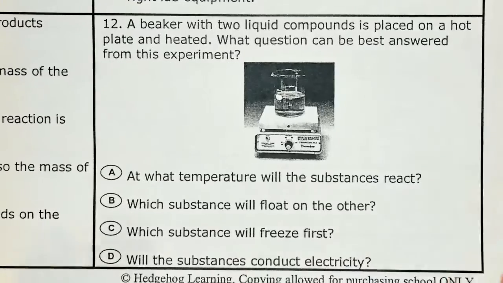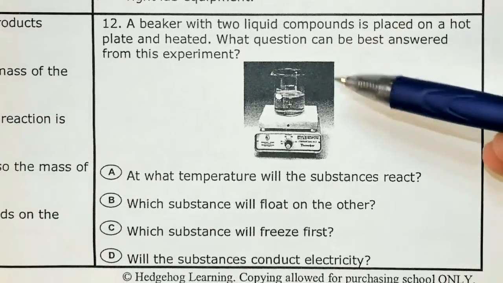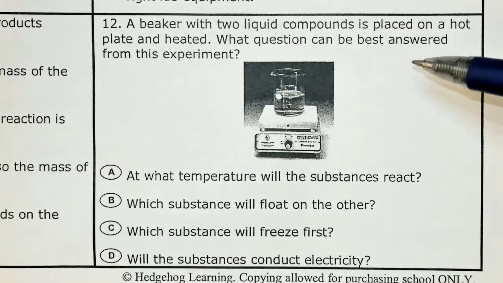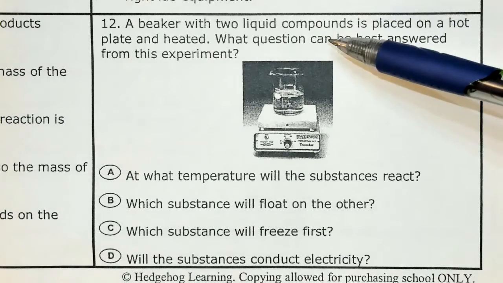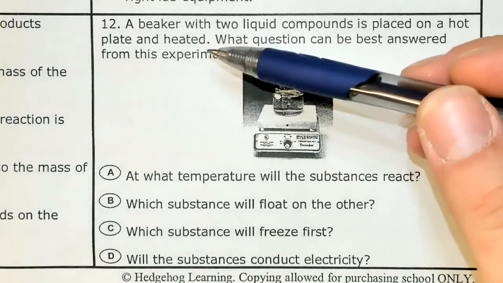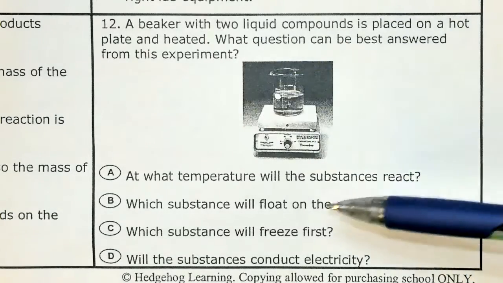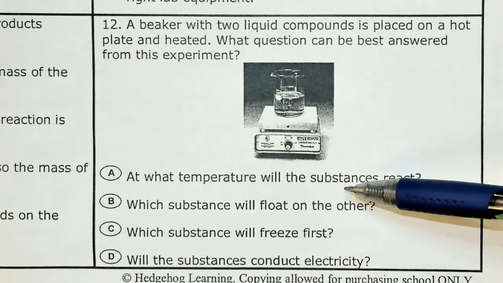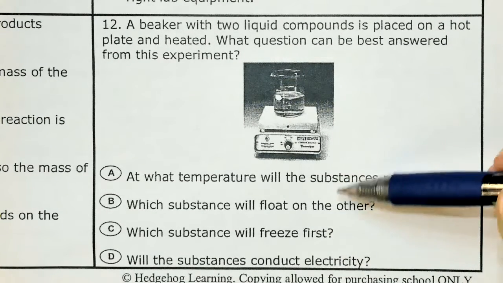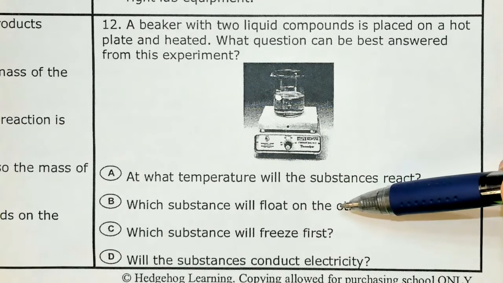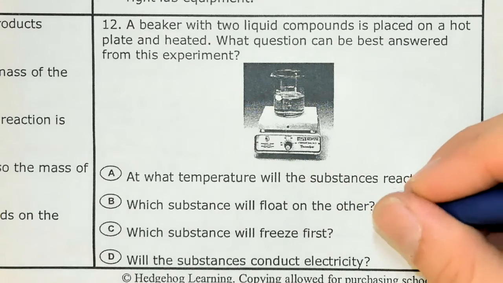All right, last one right here, number 12. A beaker with 2 liquids compound is placed on a hot plate and heated. What question can best be answered from this experiment? All right, so 2 liquids compound is placed on a hot plate and heated. We're trying to figure out maybe that these things react, maybe at a certain temperature. Which substance will float on one another? That might have to do with density, right?